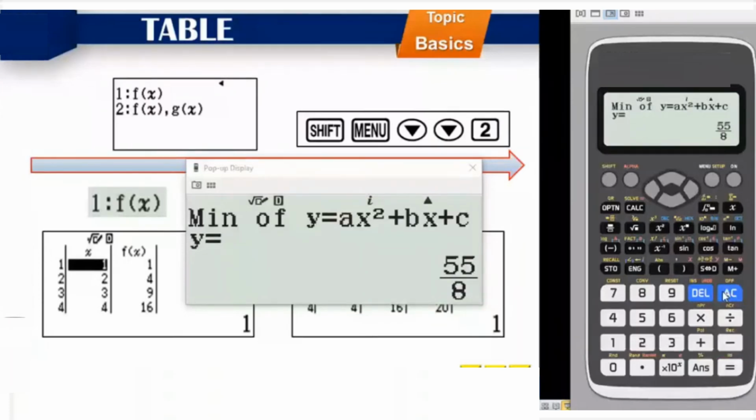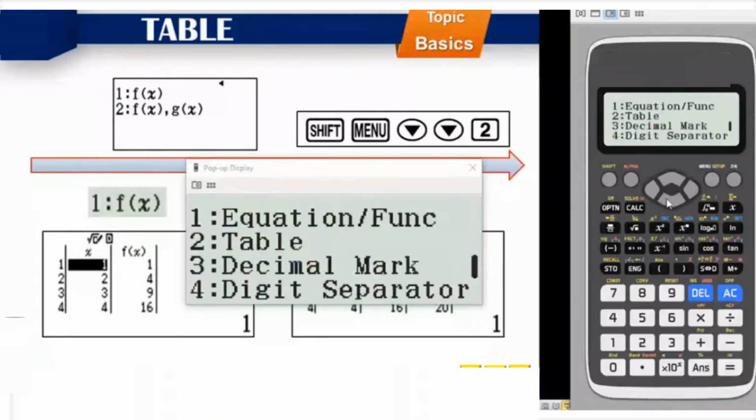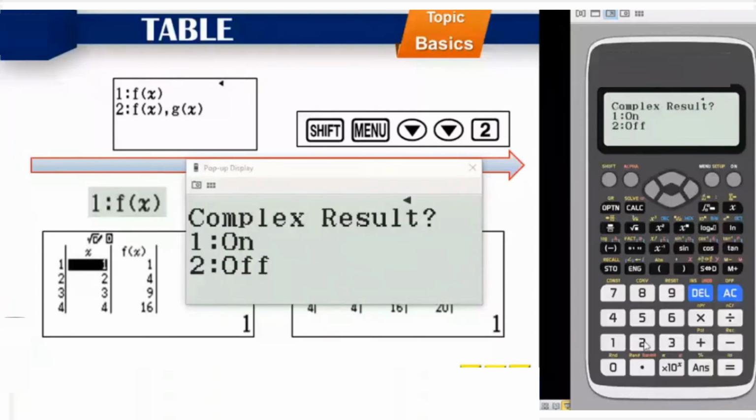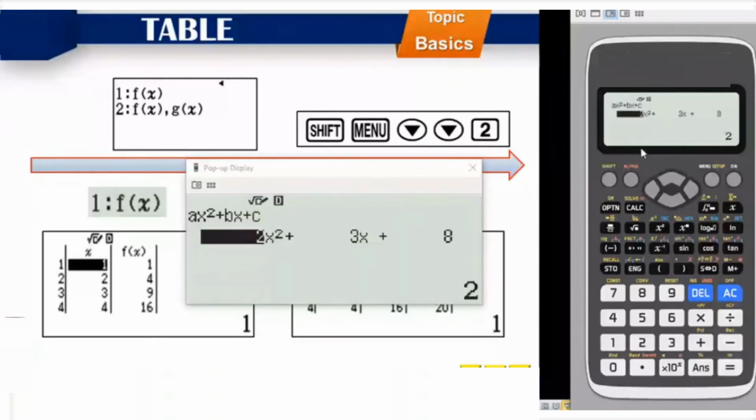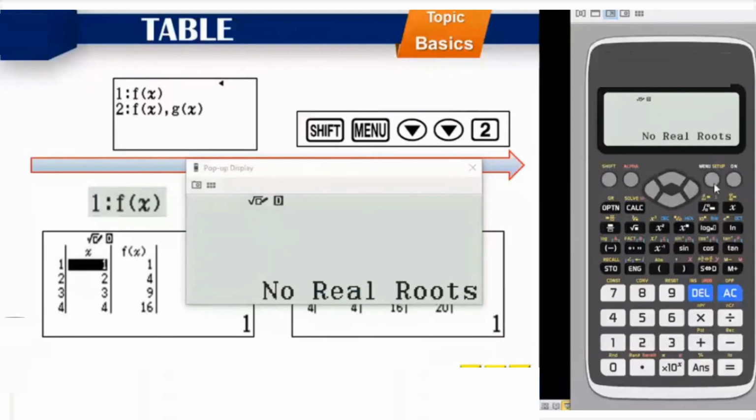If on the other hand, I press shift menu, I scroll down, and I press 1, and I say complex results off, I press 2, complex results off, and I have the same equation, 2x square plus 3x plus 8 is equal to 0, and I press equals to, the calculator will say no real roots, because I have kept the complex option off, which means that if there is a complex number, the calculator will not show it. The calculator will only show the real roots. I hope this is clear to all of you.